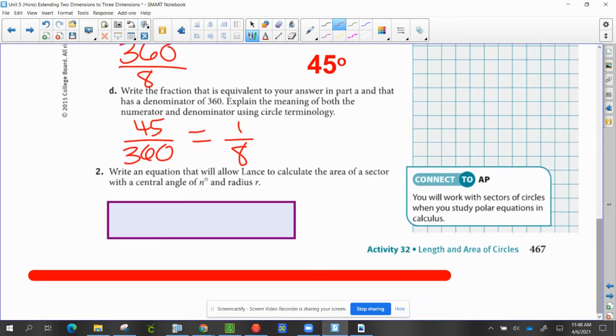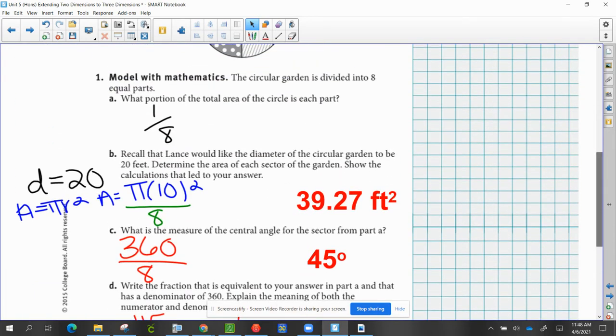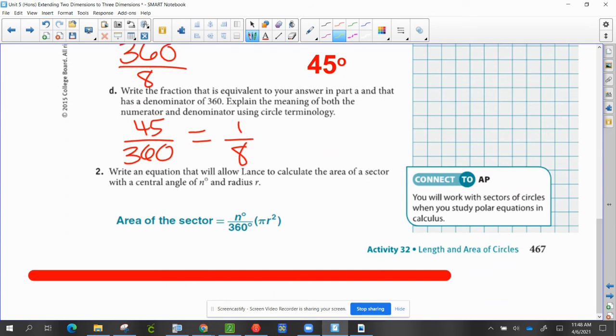Okay, so that leads us to our first formula. So this is the formula to find the area of a sector with a central angle of n degrees and a radius of r. Okay, so what you do is you take your central angle and divide it by 360. That'll give you your portion of your circle that you have, and then times that by the area formula of the entire circle, which is essentially the same exact thing I did in B, where I took the area of the entire circle and just divided it by the 8 parts. So that's what you're going to do here, except you're using n degrees from the central angle. So what portion of the circle do you have? Times that by the entire area of the circle.